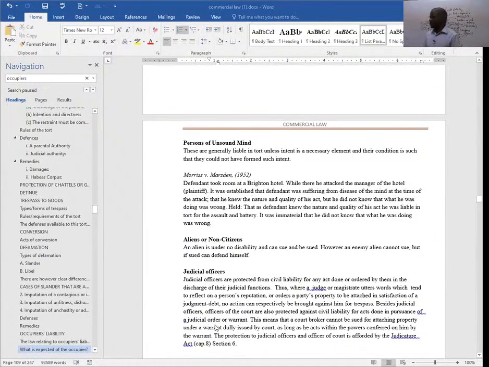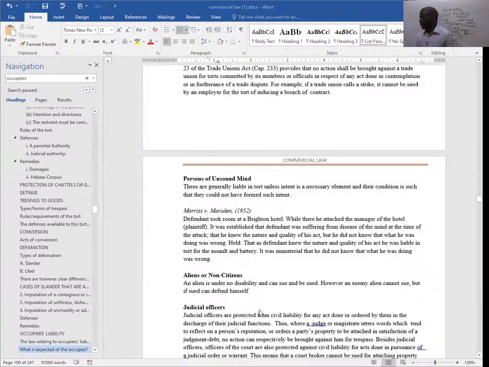So, aliens. What about aliens and non-citizens? Aliens are basically foreigners in countries of which they are not citizens. An alien is under no disability and can sue or be sued. However, an enemy alien is a foreigner who is, for example, in our country, Kenya, while we are at war with that particular country. If Kenya is at war with the Democratic Republic of Congo, all those citizens from the DRC who are in Kenya will be known as enemy aliens. They are foreigners in a country from an enemy country. So the DRC becomes an enemy country because we are fighting with the DRC.